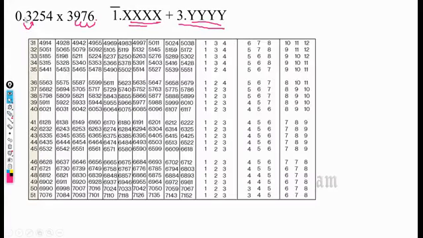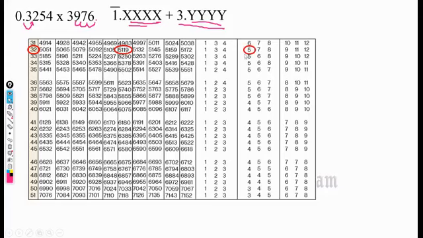So to find this out, I have to look at 32 under 5 and mean difference 4. 32 under 5, they start from 0, so it is the sixth number is 5. 0, 1, 2, 3, 4, 5, and mean difference 4.